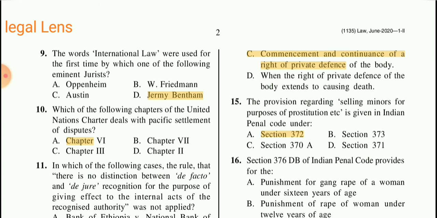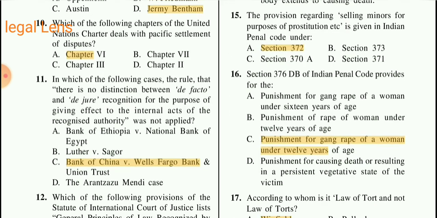Then next, question 15: the provision regarding selling a minor for the purpose of prostitution. That is provided under Section 372 of the Indian Penal Code. Then the next one: Section 376DB of the Indian Penal Code provides for. So obviously 376D stands for gang rape. So DB is an amendment. It was basically for the punishment for gang rape of a woman under 12 years of age.